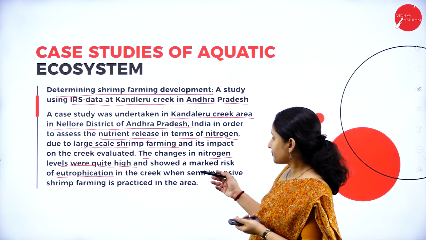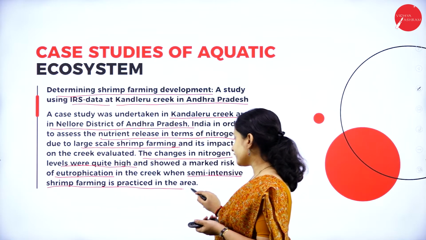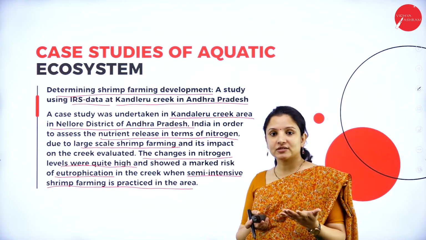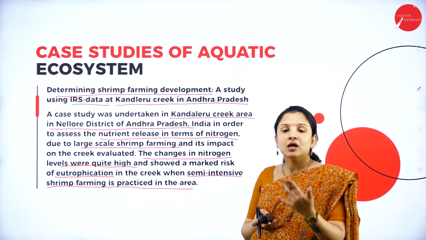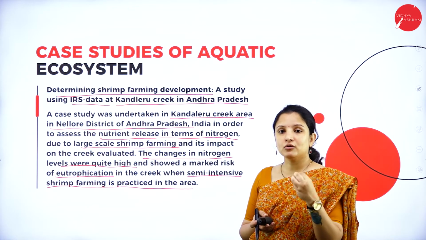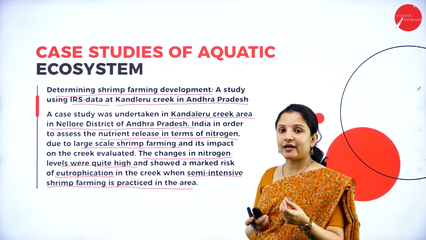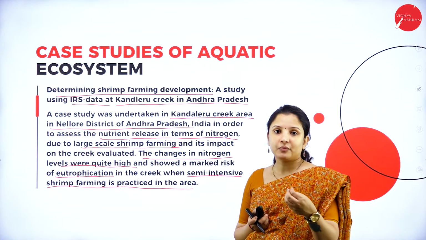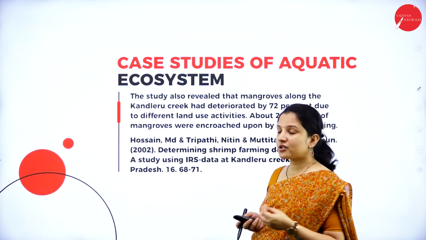And also, because of semi-intensive shrimp farming, eutrophication occurred. Shrimp farming was carried out on a larger scale. That is, they were not maintaining the quantity of shrimp that had to be let into the creek. Because of greediness to earn more money, they started going for intensive shrimp farming, which eventually led to an increase in nitrogen content, and that nitrogen content eventually led to eutrophication of that particular water body. So this was the finding that they made in Kandleru Creek of Andhra Pradesh.